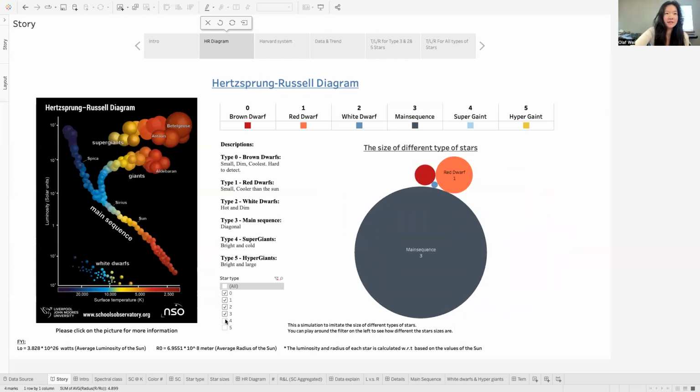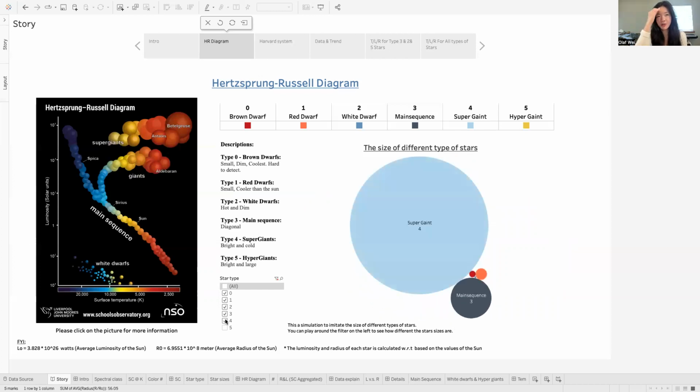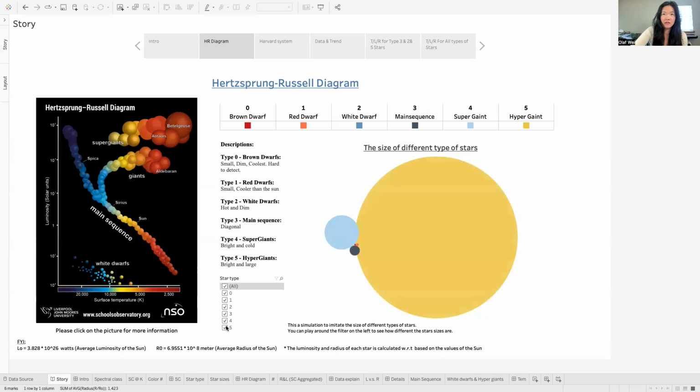And then supergiants. Supergiants are usually very bright, and they're very large too. But their temperature is relatively low compared to their size. And then the last one is hypergiants. You will see hypergiants are way bigger than all the other stars.